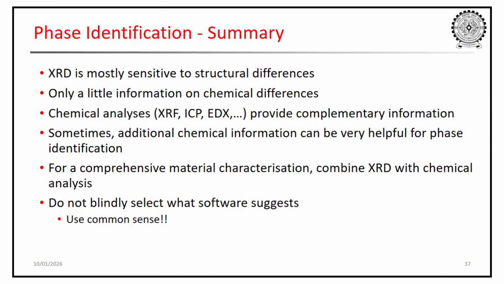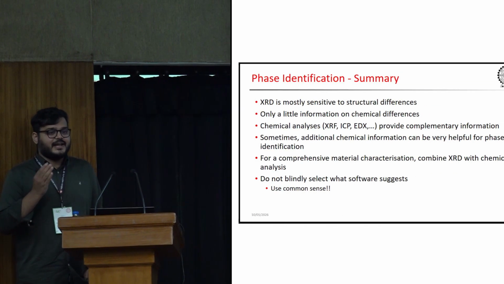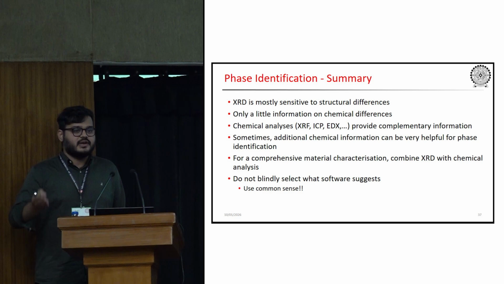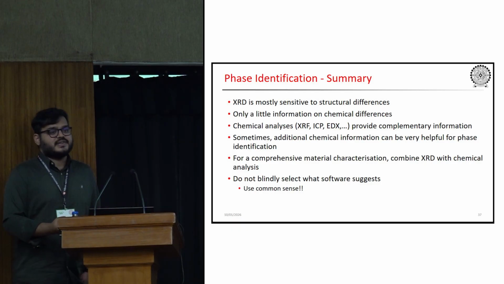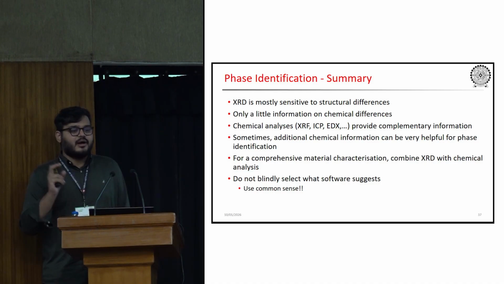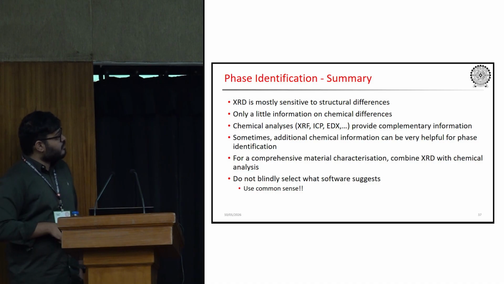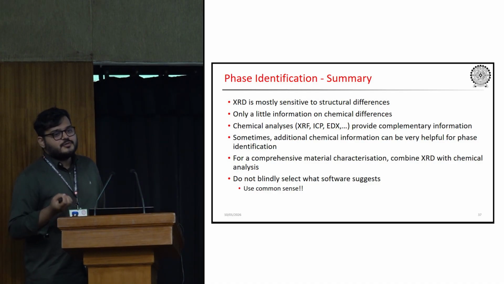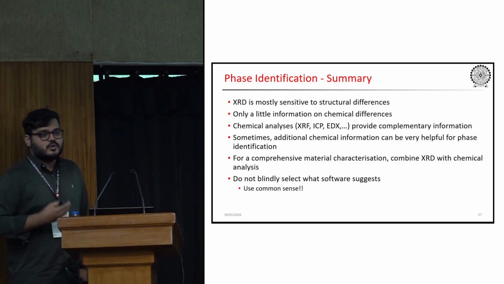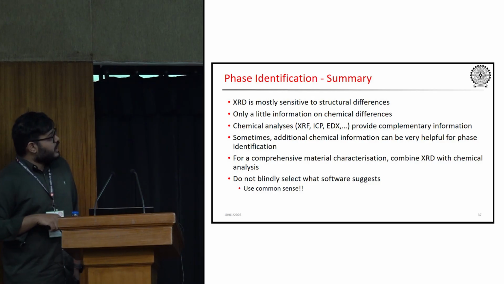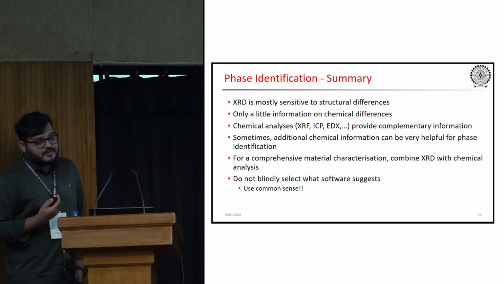So to summarize phase identification, XRD is only sensitive to structural differences. It cannot tell you what elements are present in it. It can tell you if your structure is cubic, orthorhombic, or triclinic, that you will be able to make a guess, but you will not be able to figure out how much iron is present, how much calcium is present. You will need to do some basic tests such as XRF, etc. to identify it. There is very little information which you can glean from XRD on the chemical differences, and you will definitely need more complementary techniques to do a complete phase identification, right? For comprehensive analysis, combine XRD with chemical analysis.